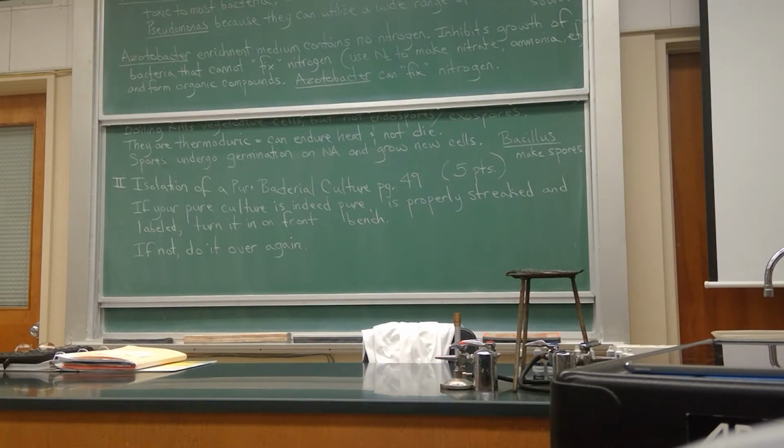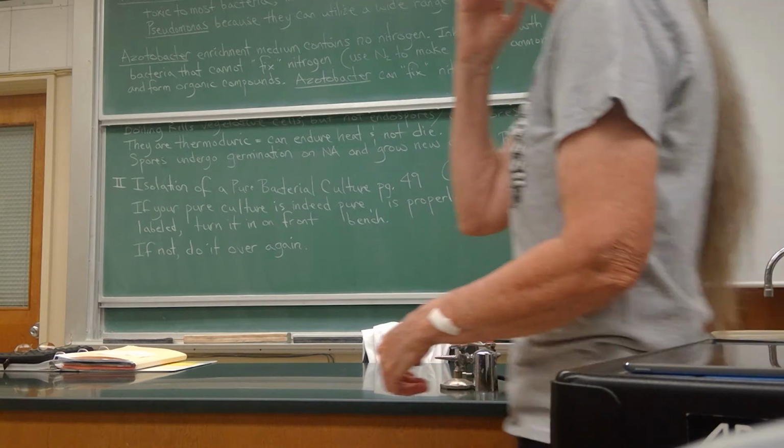So the media are out here. TSA, tryptic soy agar, this is for Klebsiella or Staph. Nutrient agar, this is for Serratia or Bacillus. Your plates, mostly they're in your drawers. I can look in the box and see if I put any of them in the box.